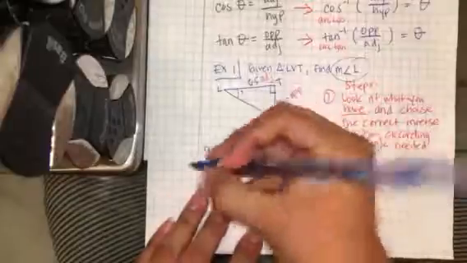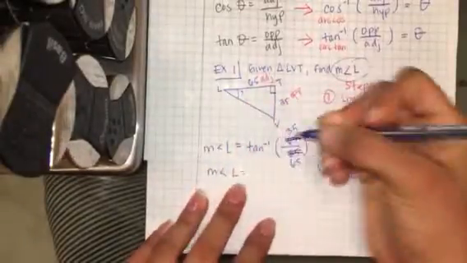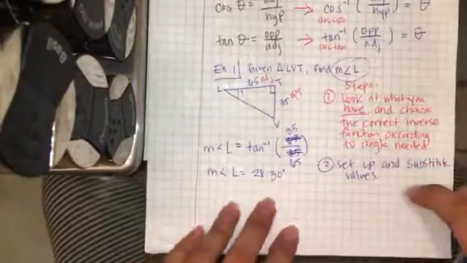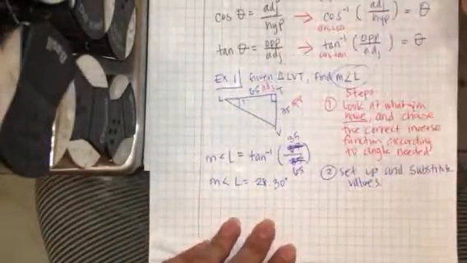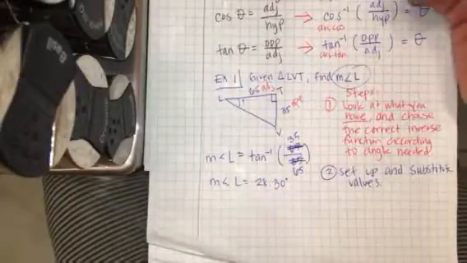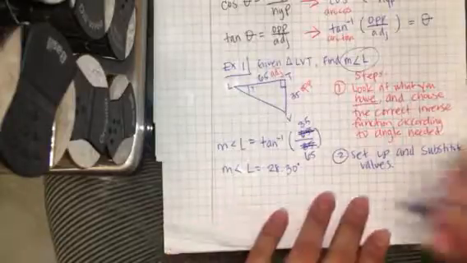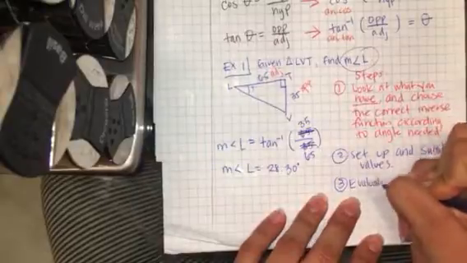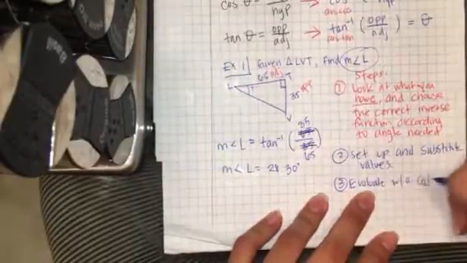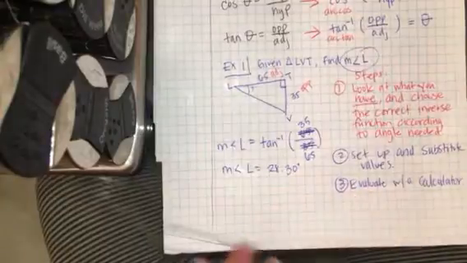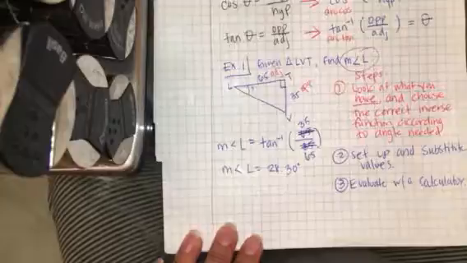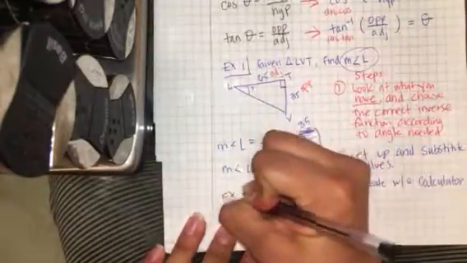So now I know that the measure of angle L is actually equal to 28.30 degrees. Figured out what that angle was. Pretty easy, huh? The last step was to just evaluate with a calculator. Okay, so just punch it in. I'm going to do one more example because I messed that one up and I don't want you guys to be confused. So example 2.